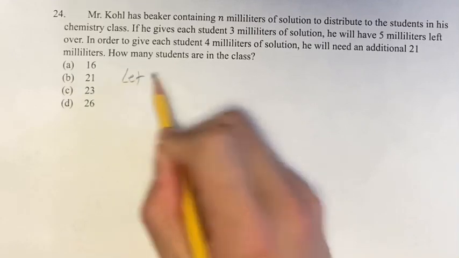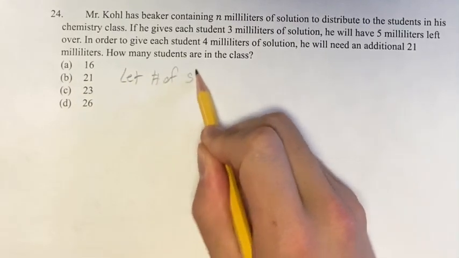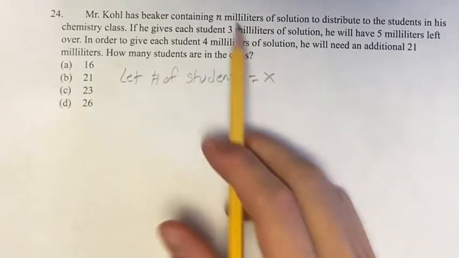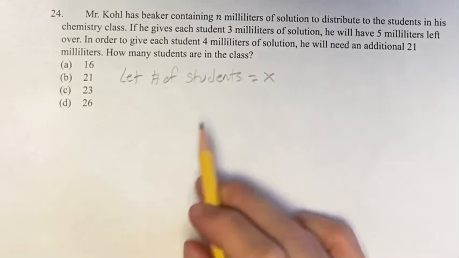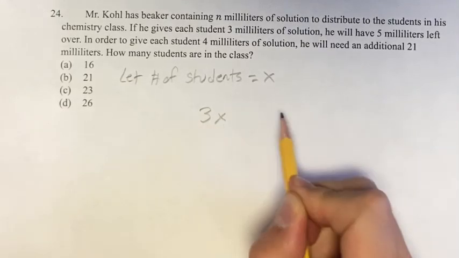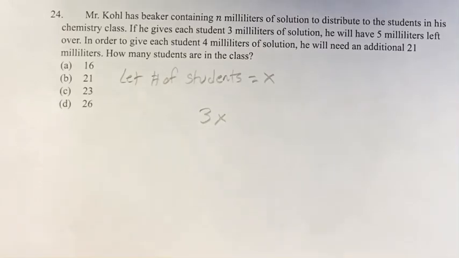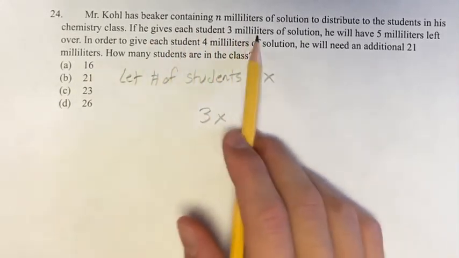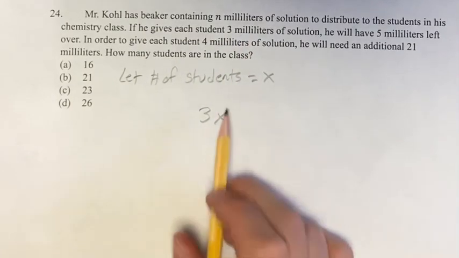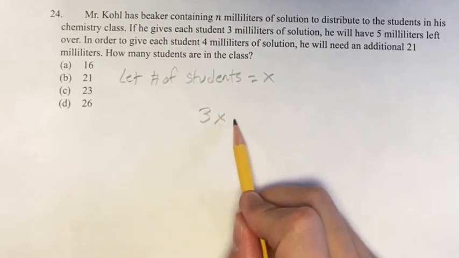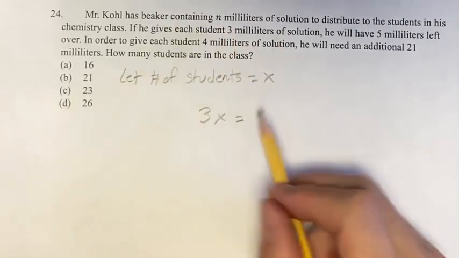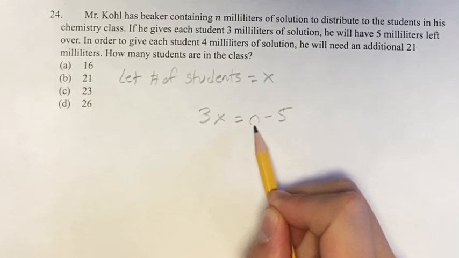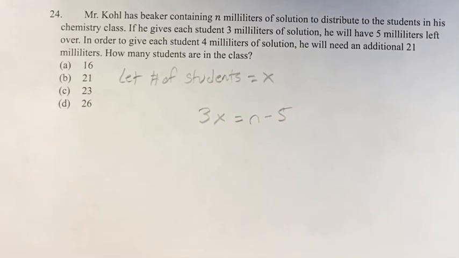Let's just say, let the number of students be equal to the variable x. So if he gives each student 3 milliliters, he's going to be giving them 3 times x milliliters in total, right? If he gave 10 students 3 milliliters, in total he would be giving them 3 times 10 or 30, right? So you have to multiply them to get the total amount of solution that he's giving them. If he does that, he's going to give them n minus 5. He's going to give them everything in the beaker except he will have 5 left over.